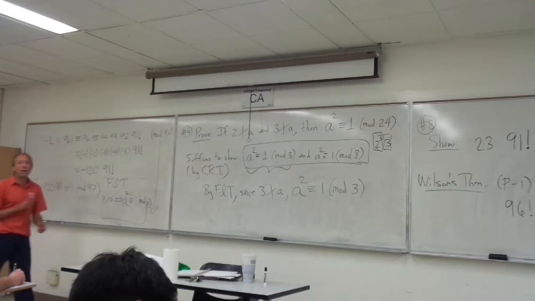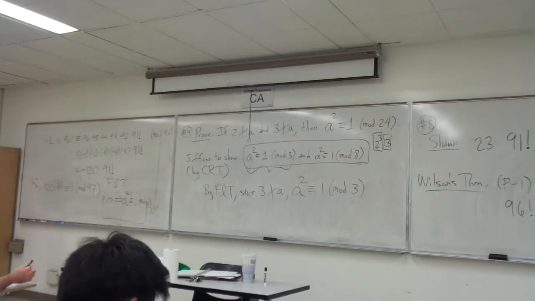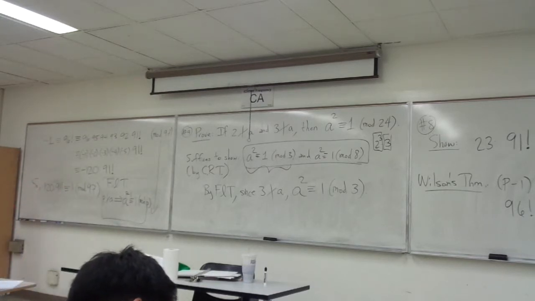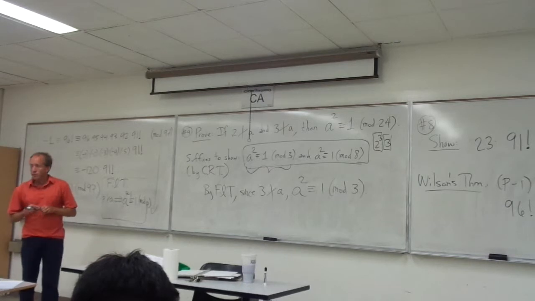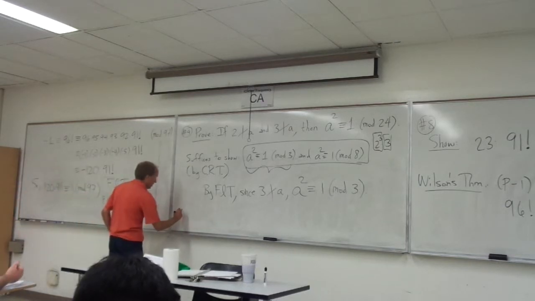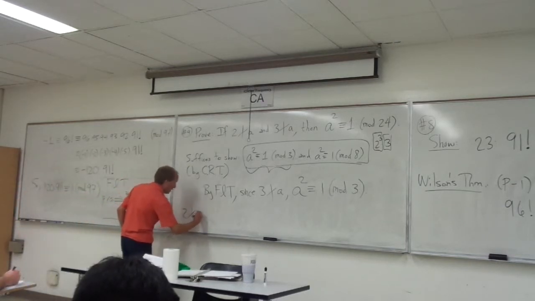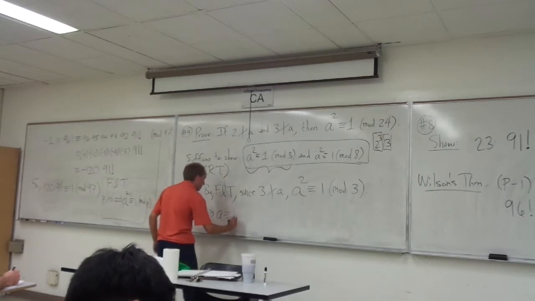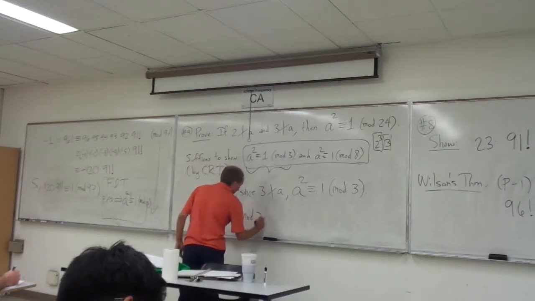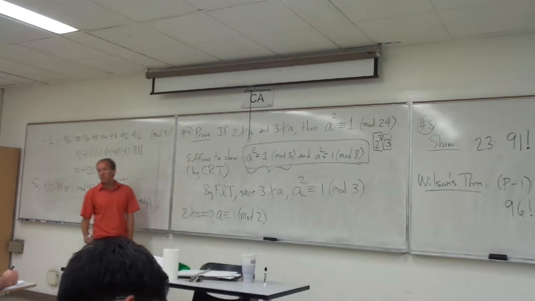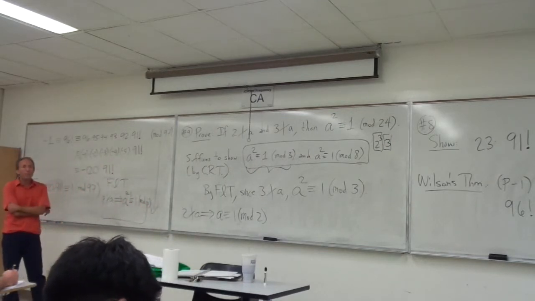Okay, what about the mod 8 piece of this? Yes, Lisa. Well, since 2 does not divide A, then A must be congruent to 1 mod 2. Okay, so 2 does not divide A implies A is congruent to 1 mod 2. I am with you. Means that A is congruent to 1 mod 2.